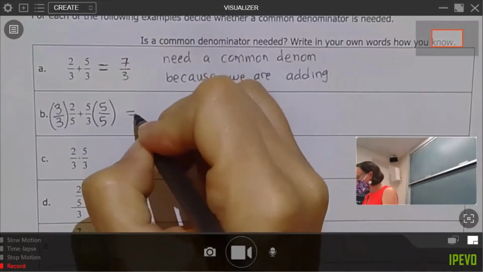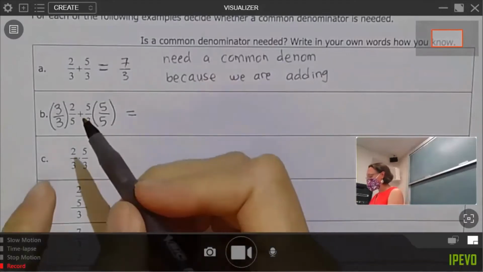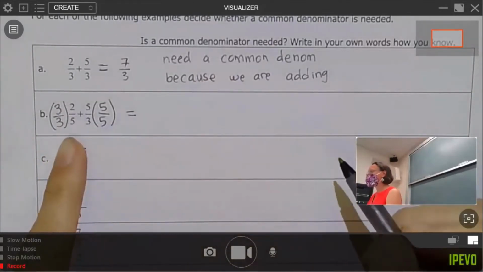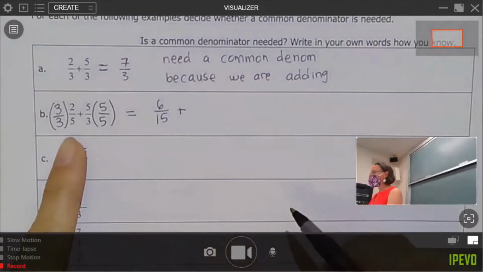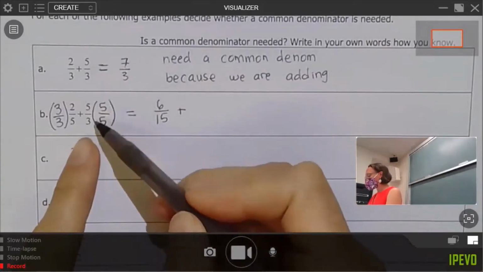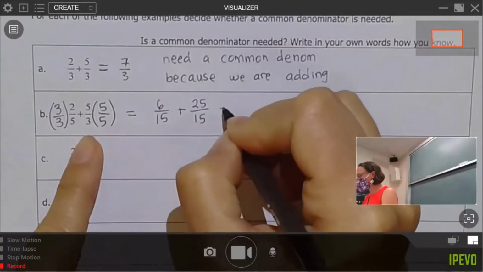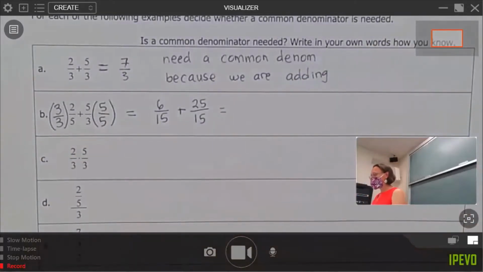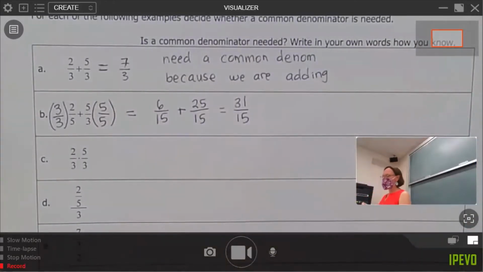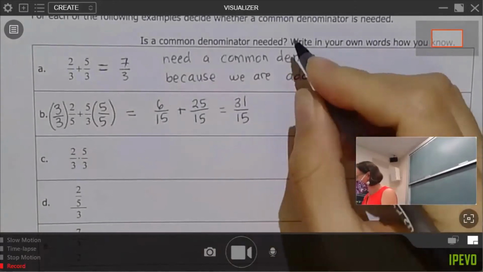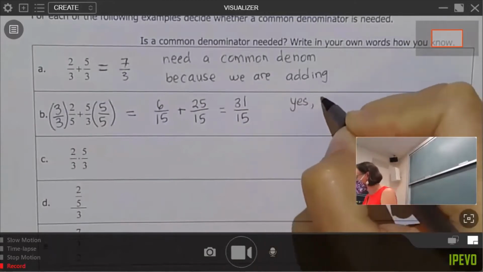Now that everything is grouped up together, I'm going to use that multiplication rule. So the 3/3 times 2/5, that's going to become 6/15. The 5/3 times 5/5, that's going to become 25/15. When I put that all together, 25 and 6, that's 31/15. Bottom line, in terms of the question, is a common denominator needed? Yes, because we are adding.